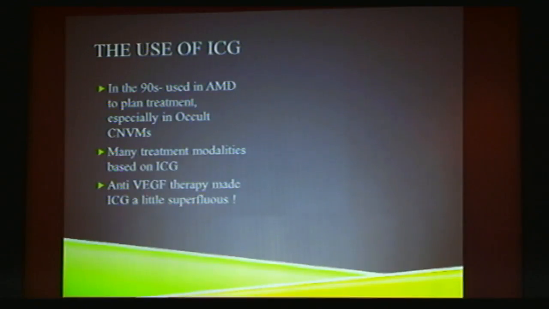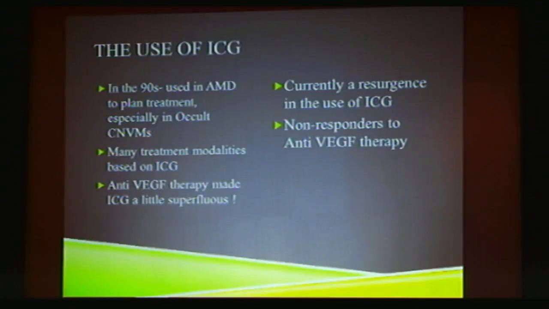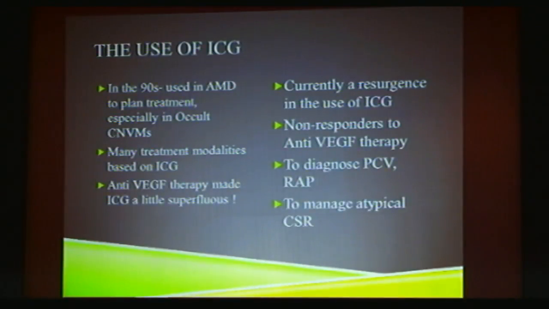But slowly in the last decade or so, we have realized that there is a need for ICG in our regular practice. Why? Because there is a certain group of patients who are non-responders to anti-VEGF therapy, and most of them are the entities called PCV or RAP. We are becoming aware that many patients whom we treat as age-related macular degeneration actually have some of these subtypes, like polypoidal choroidal vasculopathy or retinal angiomatous proliferation. To diagnose these diseases, ICG has become the modality of choice, and also to manage an occasional case of atypical CSR, and in studying inflammations, ICG is now useful.